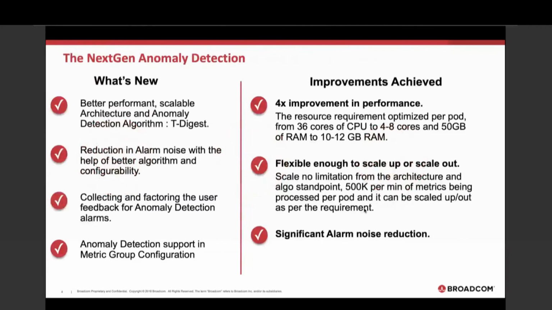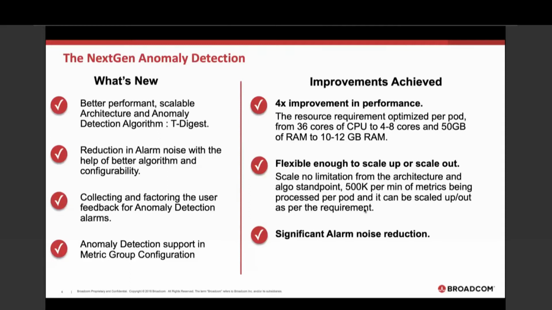Now, to achieve this in the next gen anomaly detection, what's new that has come in? We have a better performing algorithm. We have introduced T-Digest here for anomaly detection. We have introduced some knobs in place which can help set some configurations, for better configurability around the algorithm and around the alarms, so that we can help reduce the noise. We are also looking into collecting and factoring in user feedback.